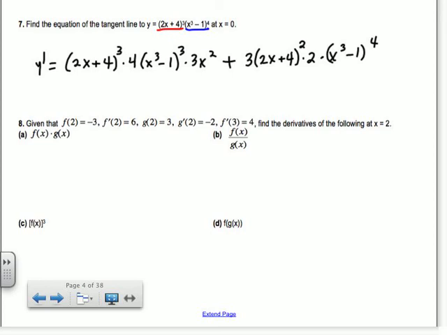What's nice about finding the slope? Where did I tell you to find it at? At 0, that's nice, because all these x's go away, right? So it's just 4 to the third times 4 times negative 1 to the third times 0. Wish I would have seen that first. Plus 3 times 4 to the second times 2 times negative 1 to the fourth. So the whole first half is gone. So I have 16 times 3, so 48 times 2, so 96 times positive 1, so 96.